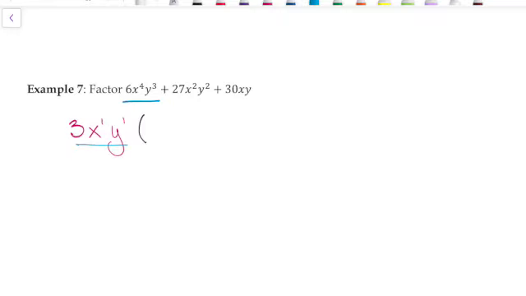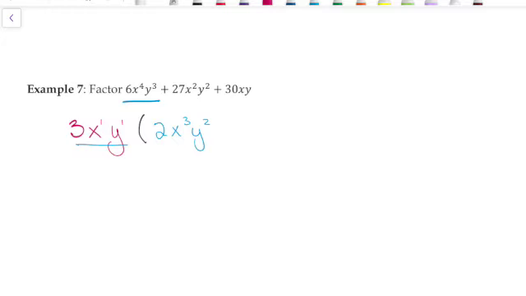Well, what times 3 is 6? That would be a 2. What times x to the 1 is x to the 4th? That would be x cubed. And what times y to the 1 would be y to the 3rd? That would be y squared. Use your exponent rules. You're dividing, so you're just going to subtract the exponents. So 4 minus 1 is 3. 3 minus 1 is 2. So that's how I'm doing it quickly in my head without having to draw it all out. Okay. So you can keep those ones there if you want to.